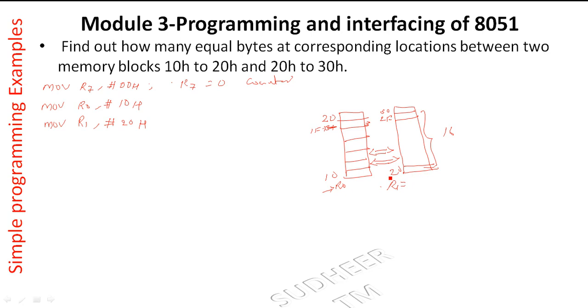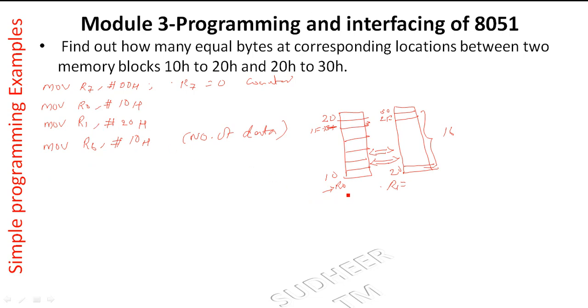Now before doing the comparison, we need to have the number of bytes. So the number of bytes in the memory block is 16. So let us take the number of bytes in, say, the R6 register. So MOV R6, #10H. This is the number of data. The number of data is 16, which corresponds to 10 in hexadecimal.